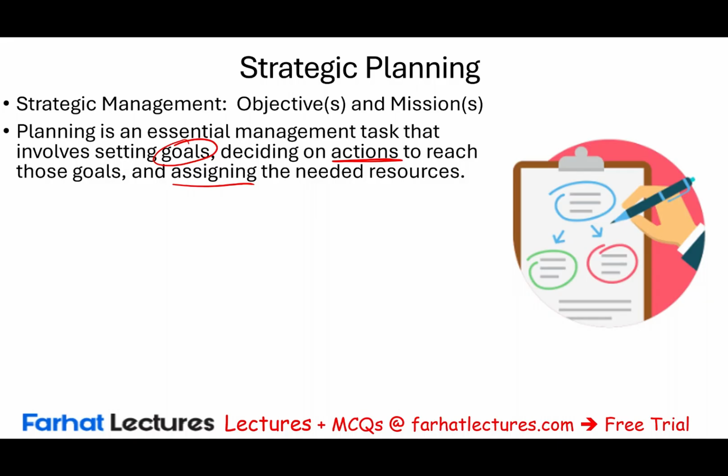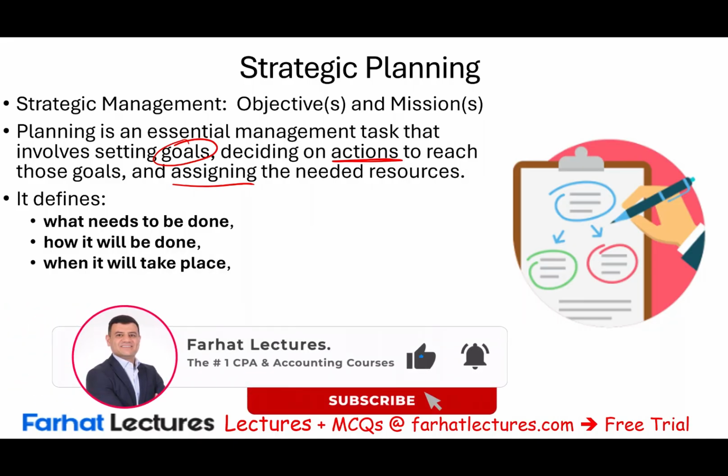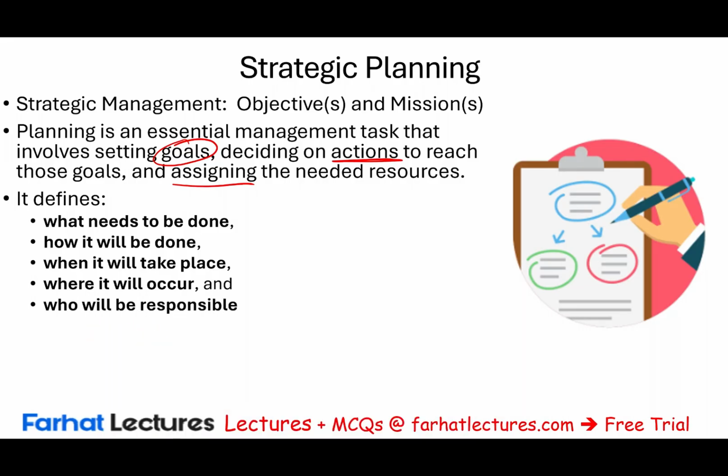So really, if you want to summarize strategic planning, it's going to define what needs to be done, because what do we need to do to achieve our objectives and goals, how it will be done, when it will be done, where it will occur, and who will be responsible for each action. We are assigning work to different people, and the whole purpose is to reach our objective.